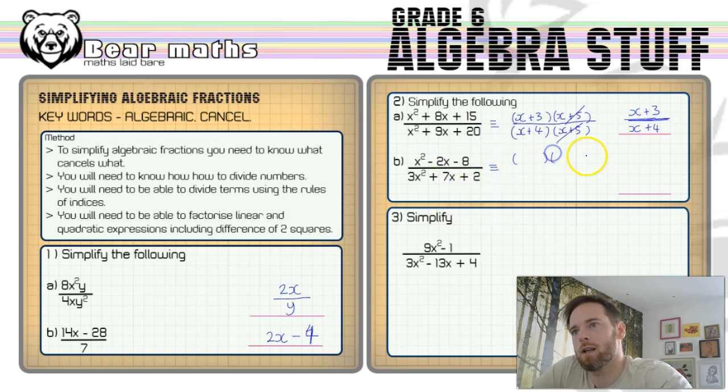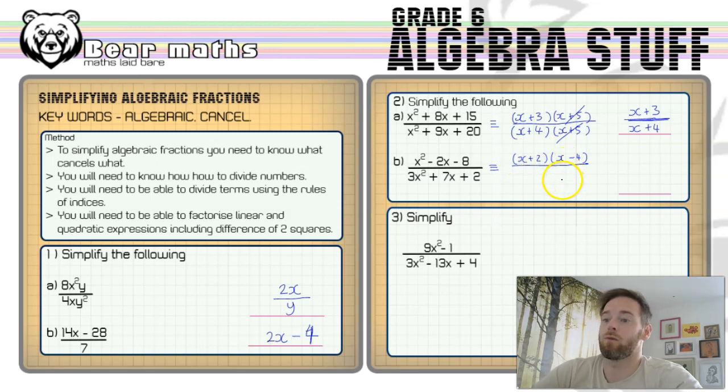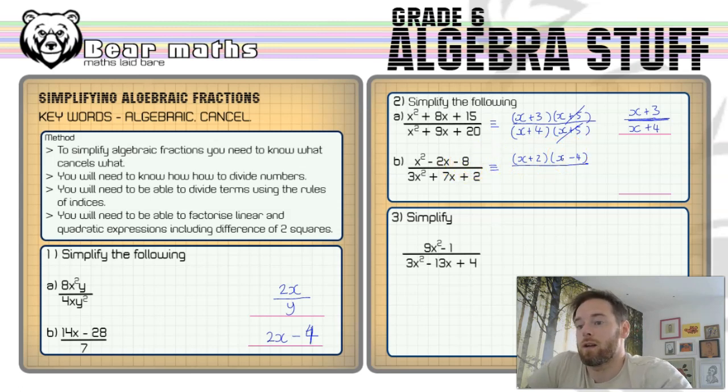Right, we're going to get double brackets on this one, and I'm going to do the factors of 8 that would make -2, which would be +2 and a -4. Okay, and then we get x plus 2 and x minus 4 for that one. Again, watch the video on that skill if you're not quite sure what it did, factorizing quadratics.